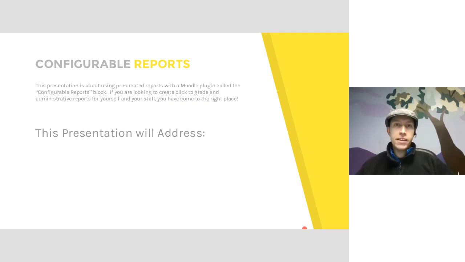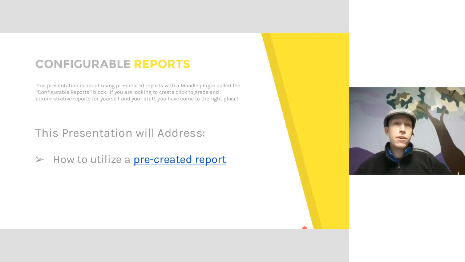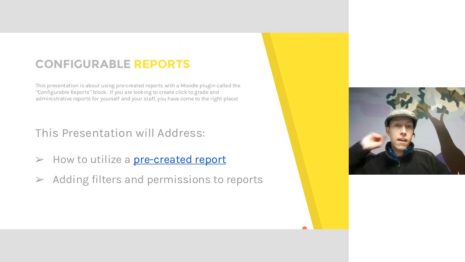So in this presentation, we're going to take a look at a couple things: how to use a pre-created report. There are a lot of different reports that can be found in ad hoc reports in Moodle. Specifically, I posted ones for the 2.7 version of Moodle, since that's the version that we're on. And also we'll look at how to create a few basic filters and set permissions so that different people can have exclusive access to reports.